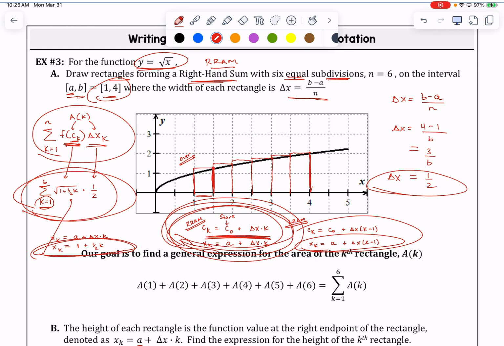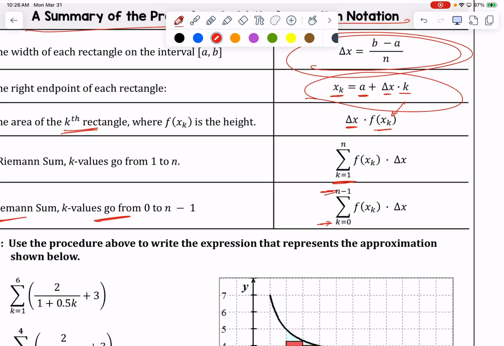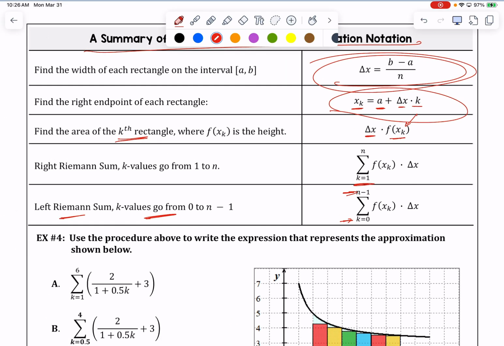Yeah? Would you leave it the same for a midpoint? Midpoint, they don't ever have you do with a Riemann summation. They're only going to have you do a left, LRAM, or a right, RRAM. If they did do a midpoint, I've never seen them do it, then you would have to do an average for the k. So I've never seen them do an MRAM on it. Okay. It is possible to do an MRAM.